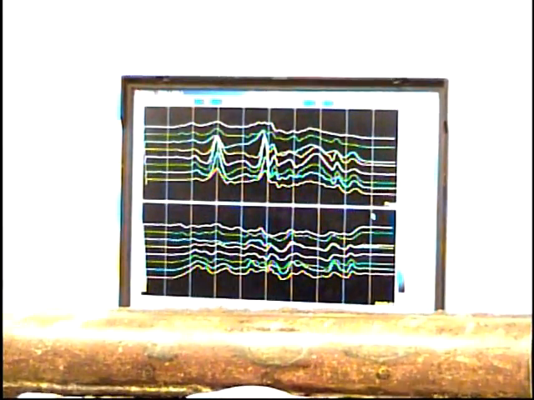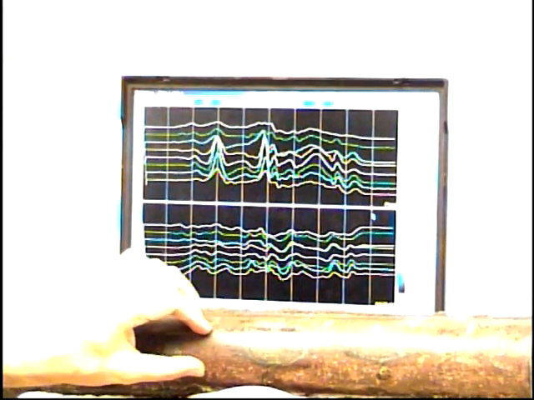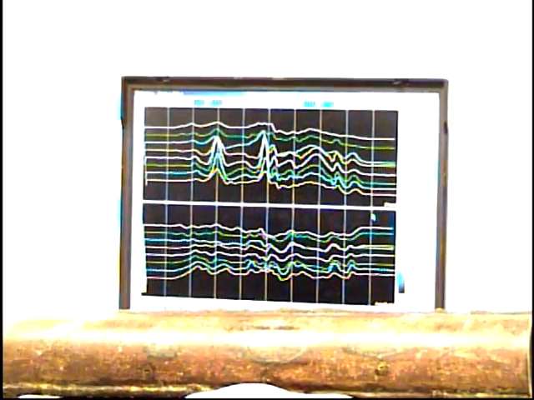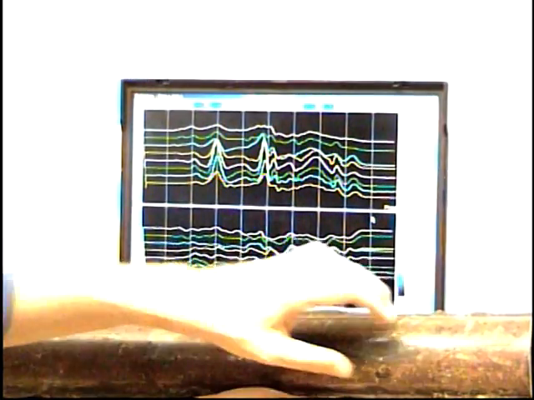Also keep in mind that when you're doing UT, you're only doing spot checks. You might do a spot here, spot here, spot here, but you're missing everything that's in between. So it's very important that we're doing a continuous scan throughout the length of this tube.